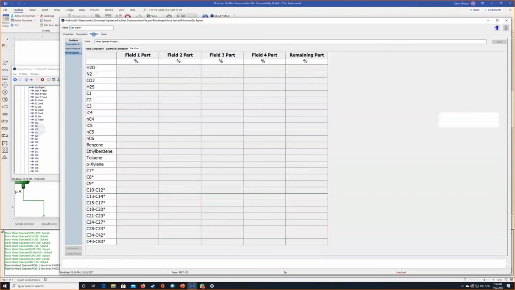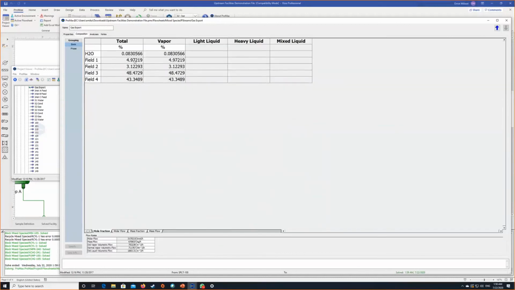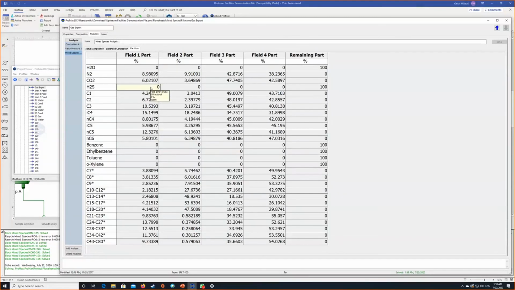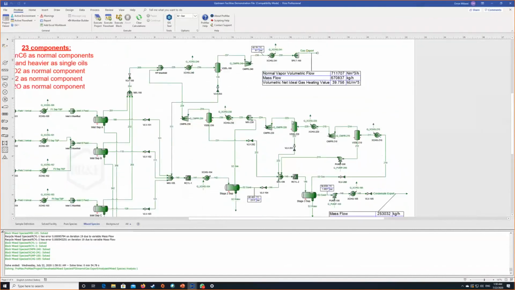And then under the analysis, you can see the contribution of each field for each component in the overall stream. So if I solve, field 1 contributes 6% of the CO2. Field 2 contributes 3% of the CO2. 3 and 4, 47 and 42 respectively. So under the composition tab, there's the contributions for each of the fields to the overall gas export. And under the analysis tab, I have the contribution of each field for each component of my overall gas export. And now we can see that the system solved with the recycle just fine.